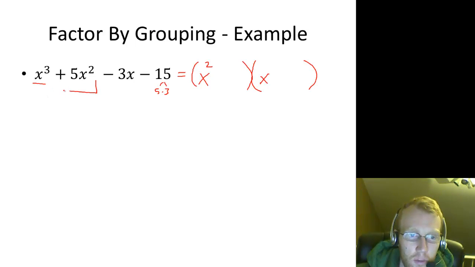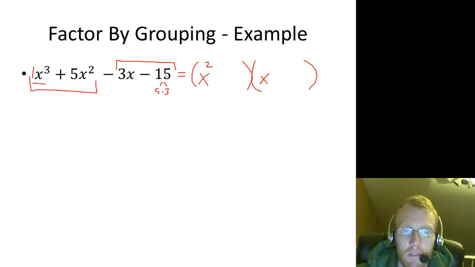You look at the first two pieces and you notice the ratio of these two is a 1 to 5 ratio. This one has a 1 in front, this one has a 5. And then you look at the back two terms and you notice this one also has a 1 to 5 ratio. Anytime you have the same ratio, it's likely that the problem is going to be a factor by grouping type of problem.